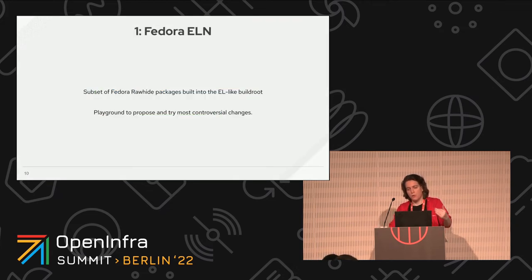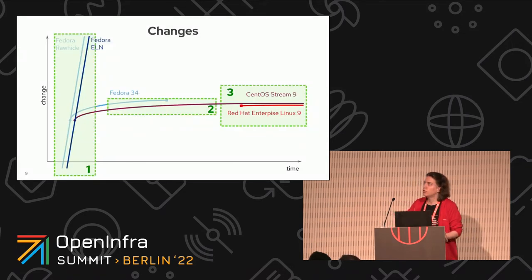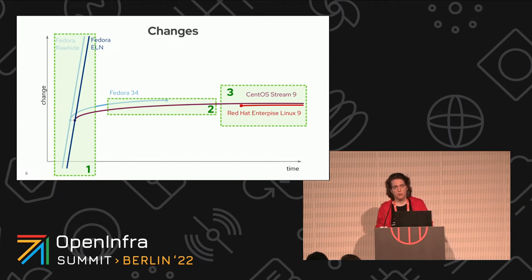So again, Fedora ELN is a subset of Fedora Rawhide packages built into the enterprise-like build root. Currently, it's a playground to propose and try the most controversial changes in RHEL. So for example, right now we talk about bumping the CPU baseline for the entire distribution, which means getting rid of support for older Intel CPUs and setting the expectation for the CPU baseline to have AVX2 instructions. I don't know what this exactly means, but this is the conversation which we're having right now.